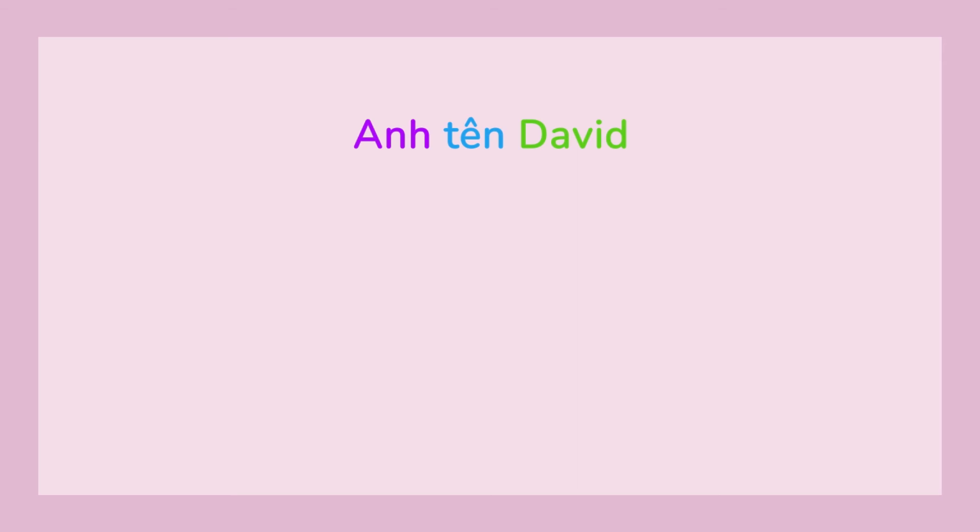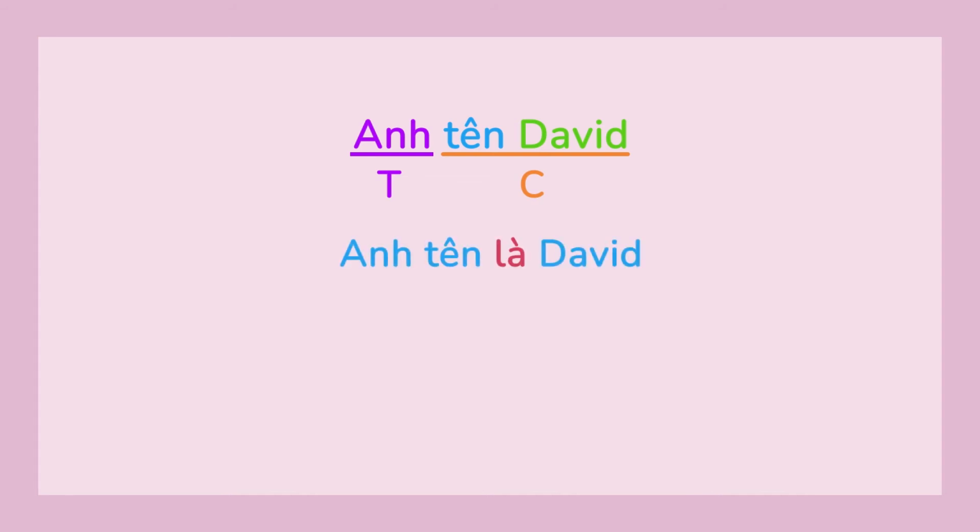So, here in this sentence, anh is the topic which you want to talk about, and tên David is the comment which you want to say about the topic. You could also say anh tên là David. The word là is optional. It makes the sentence sound formal, so you could use it to introduce yourself to an audience in a formal context.